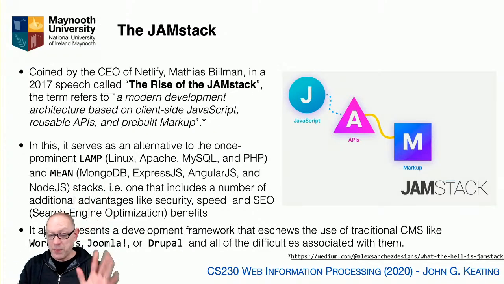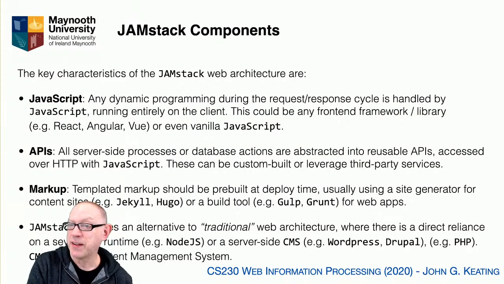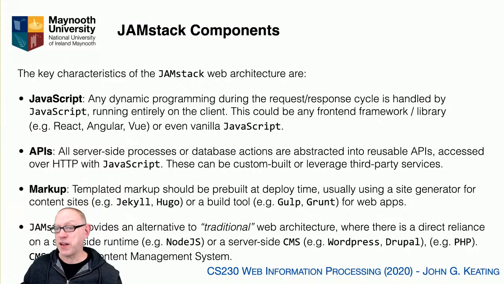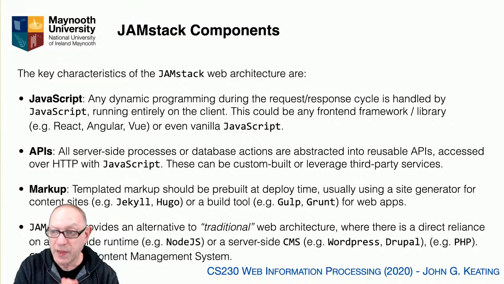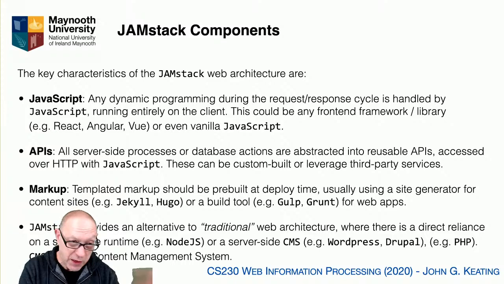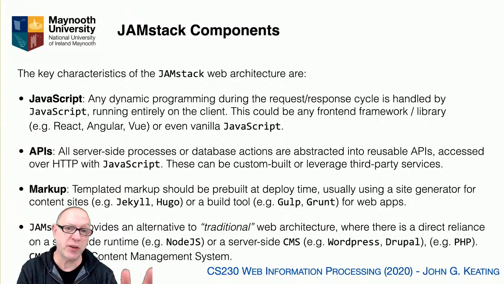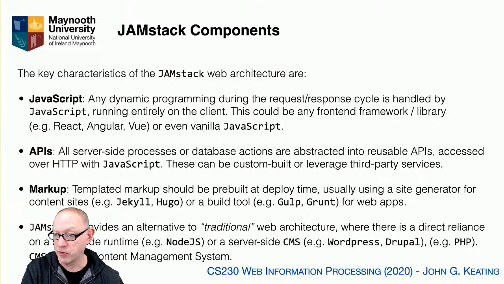Okay, but anyway, let's get back to JAMstack. So the key characteristics of JAMstack then are JavaScript. Any dynamic programming during the request or response cycle is handled by JavaScript, and it runs entirely on the client. And it could be any front-end framework like React, Angular, Vue, all that stuff. Even vanilla JavaScript. I always get you guys to write a lot of vanilla JavaScript. I think it's good for you to know that.